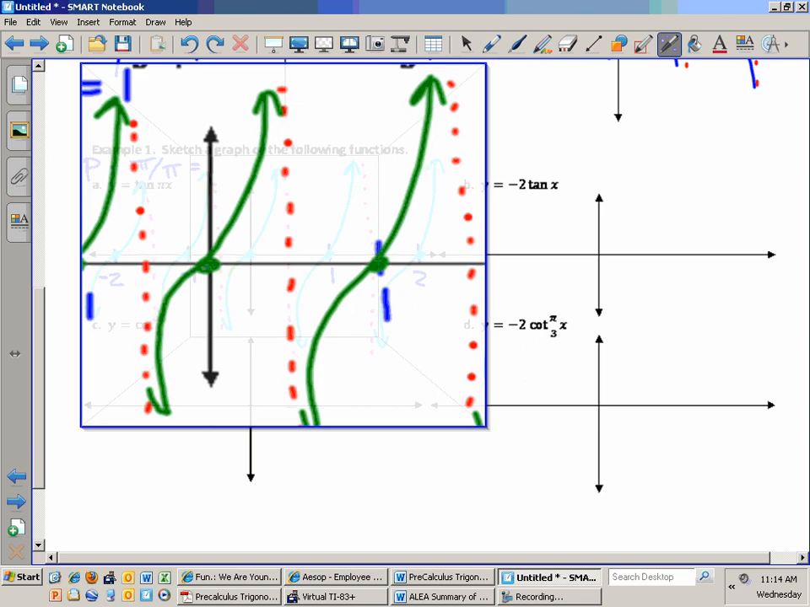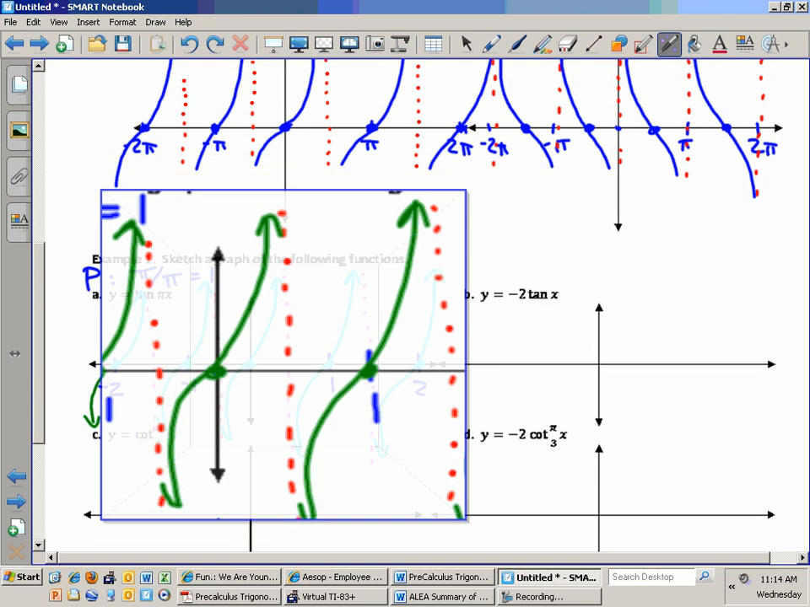Go away. How does it go away? Oh, there's a box. All right.